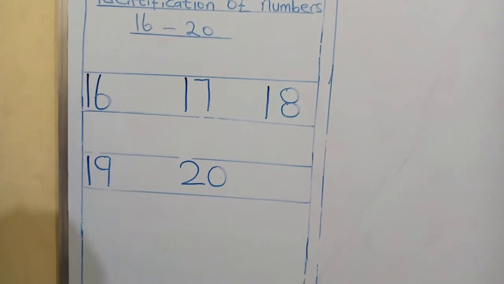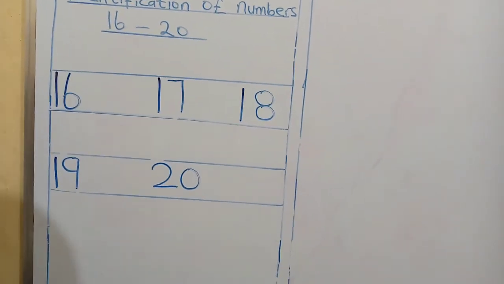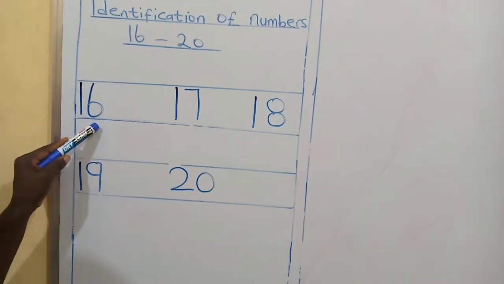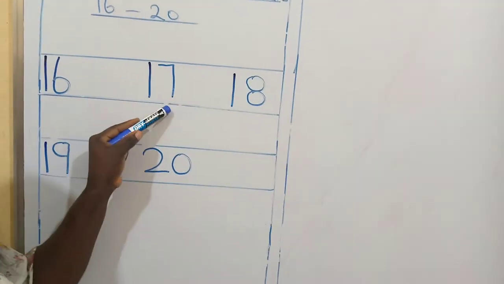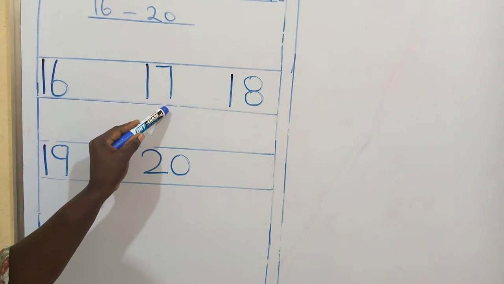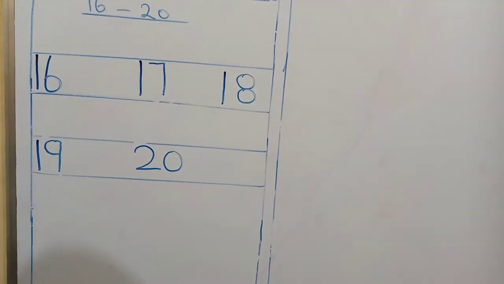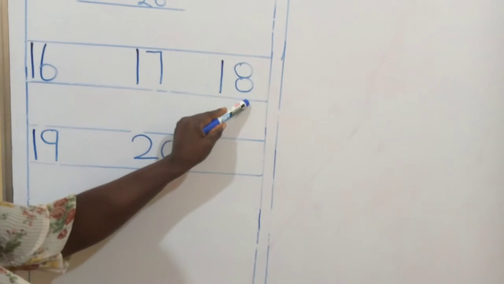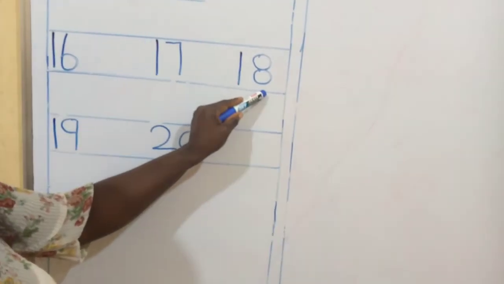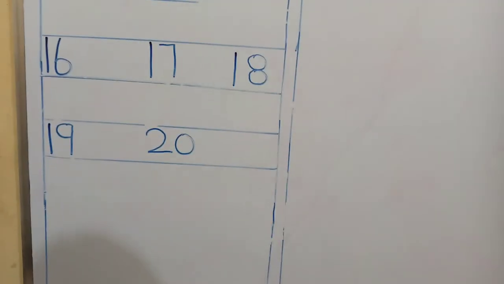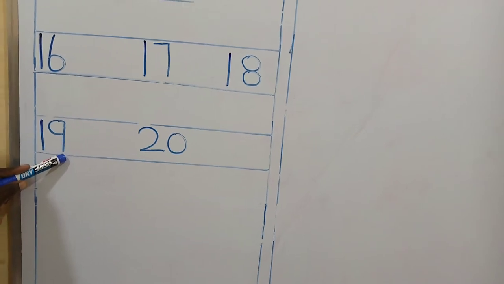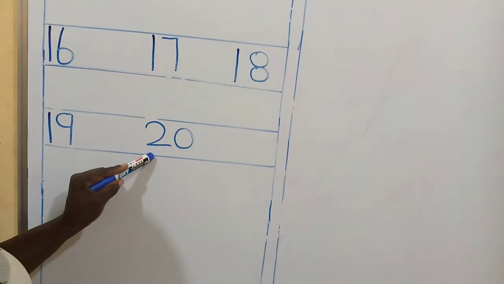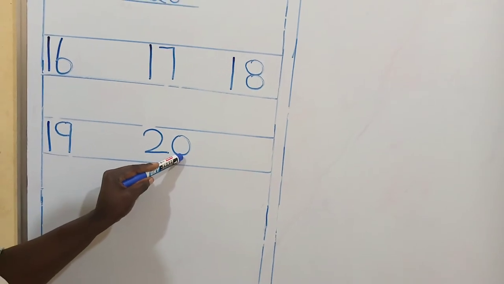Beautiful. Now let's read the numbers together. 1 and 6, 16. Say it. Beautiful. 1 and 7, 17. Say it. Very good. 1 and 8, 18. Say it. Very correct. 1 and 9, 19. Good. 2 and 0, 20. Beautiful. Give yourself a sound clap.